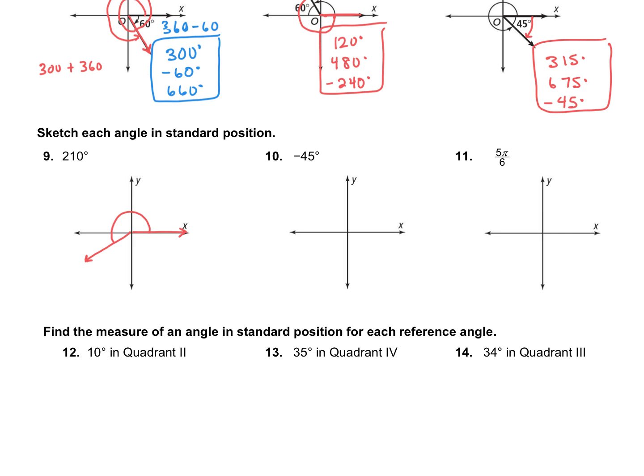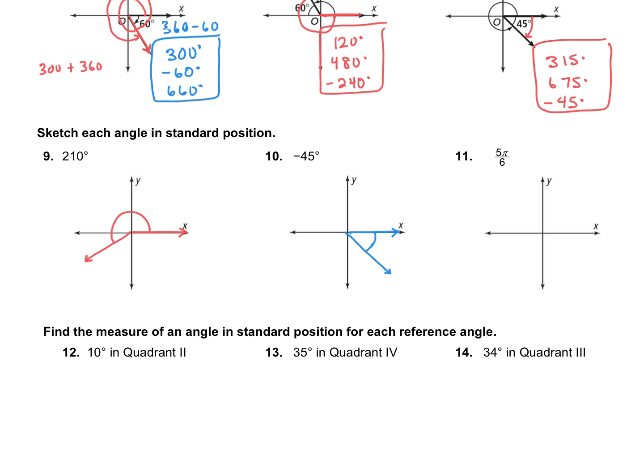All right, negative 45 degrees. So our angle is going to start here with our initial side. And then because it's negative, it's going to go down. If we went all the way down to the next axis, that would be 90. So 45 is half of that. So this is just going to go down halfway into this quadrant. So there's our negative 45-degree angle.